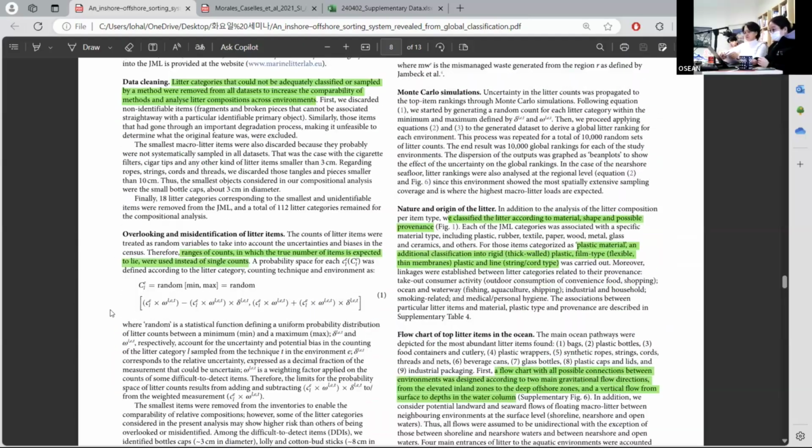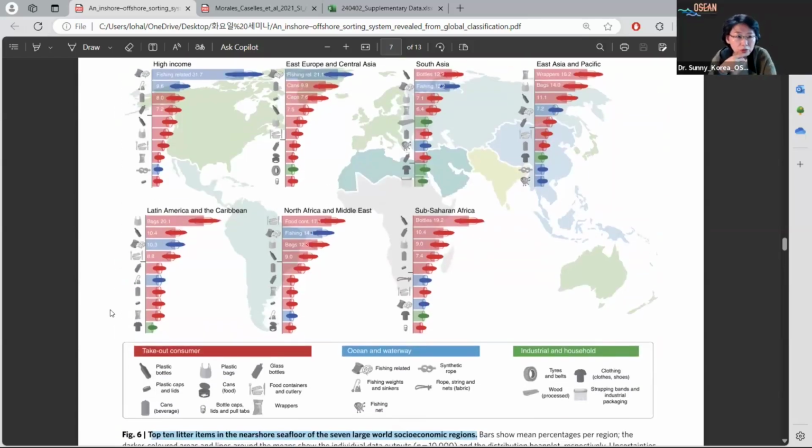Figure 6. When you see this picture, the upper left picture is high-income countries. The second figure is about East Europe and Central Asia. As you can see, fishing-related items occupy the highest proportion, even though high-income countries use a lot of single-use plastics. So this figure is quite interesting to me. Usually, high-income countries discharge a lot of plastic waste, but the plastic recycling or treatment facilities and systems are well established. So the relative proportion of fishing-related items occupies the largest proportion, I think.